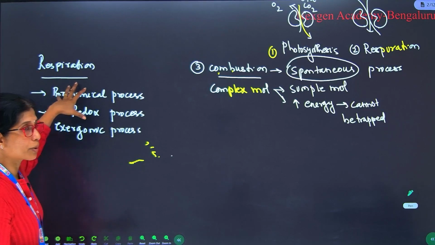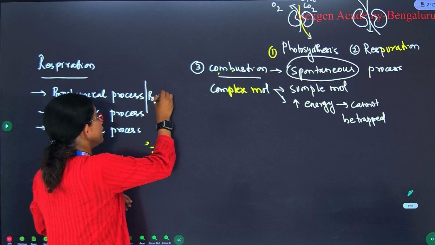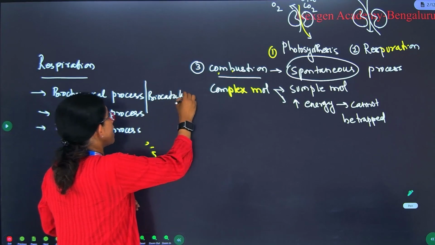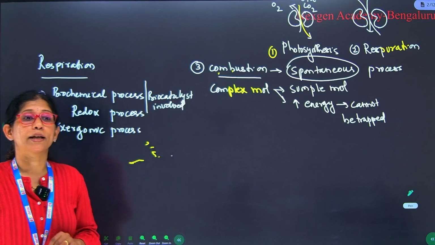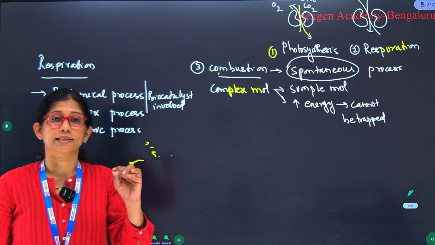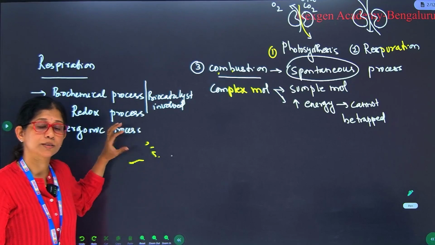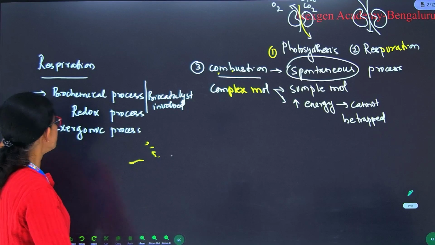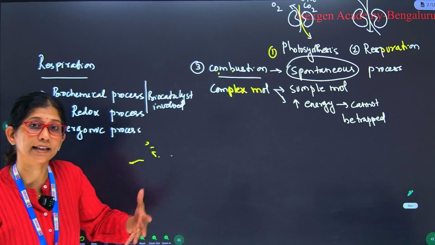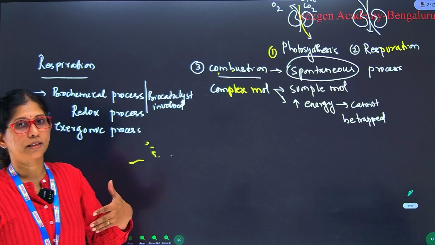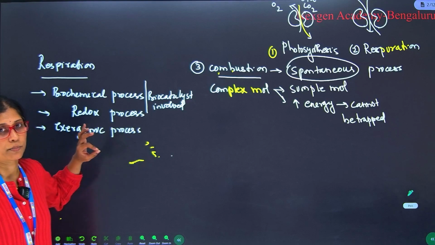It's a biochemical process. When we say it is a biochemical process, you mean biocatalysts are involved. What do you mean by biocatalyst? Biocatalyst means enzyme, so it is an enzyme mediated process. It is a redox process because it has both reduction and oxidation reactions, and it is an exergonic process because a lot of energy is released, and it is that energy that we use to form ATP. So these are a few of the important terms associated with respiration.